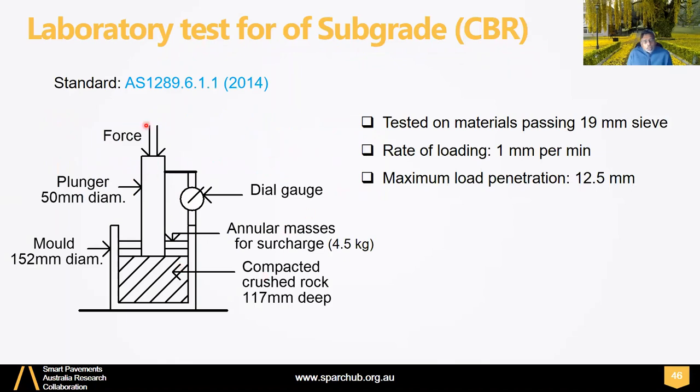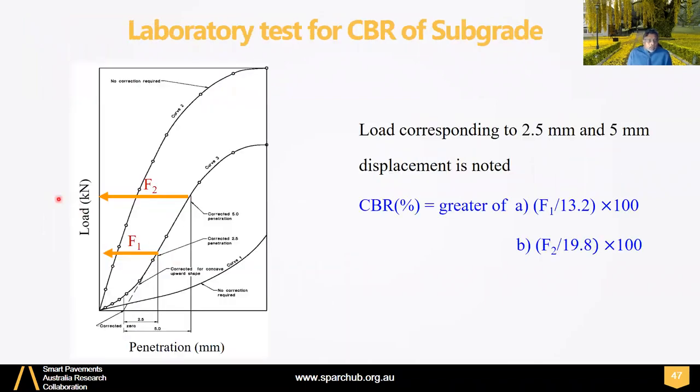So California bearing ratio, everybody knows, was developed in California, and it has this mold and the soil is compacted in layers, and there's a plunger which is deformed down and applying force, and you measure the force and the displacement. And there are some annular rings of material providing some surcharge. So the results come out with the load and displacement or penetration.